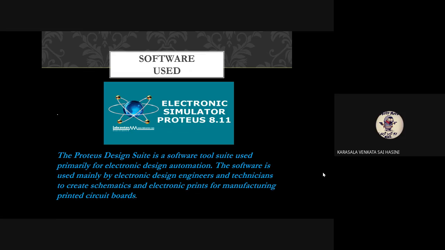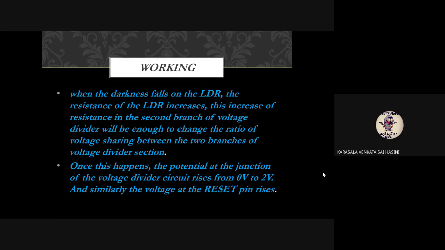Now let us see the software used in this project. The software used in this project is Electronic Simulator Proteus 8.11 version. It is a software tool suite used primarily for electronic design automation. The software is used mainly by electronic design engineers and technicians to create schematics and electronic prints for manufacturing printed circuit boards. Now let us see the working of the dark detector.